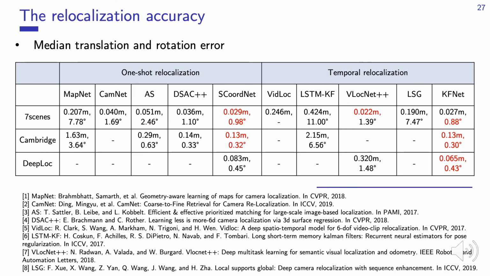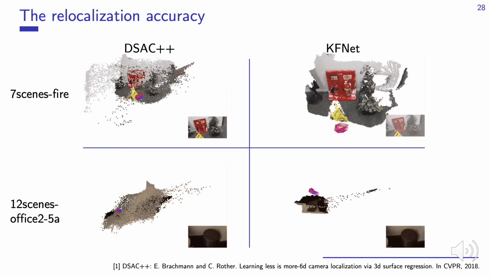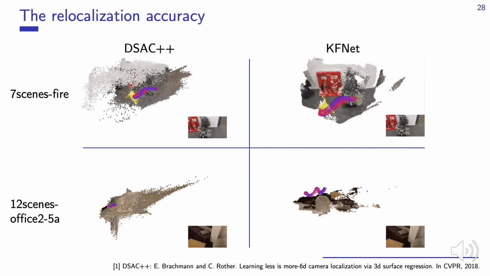We also evaluate the pose accuracy of both one-shot and temporal methods. Our SquareNet achieves the minimum rotation and translation error among the one-shot methods, and the KFNet achieves the best accuracy, except the translation error on some scenes. Here we visualize the relocalization results of image sequences.